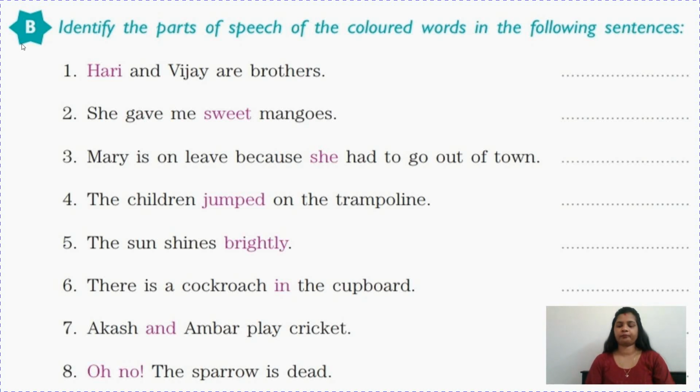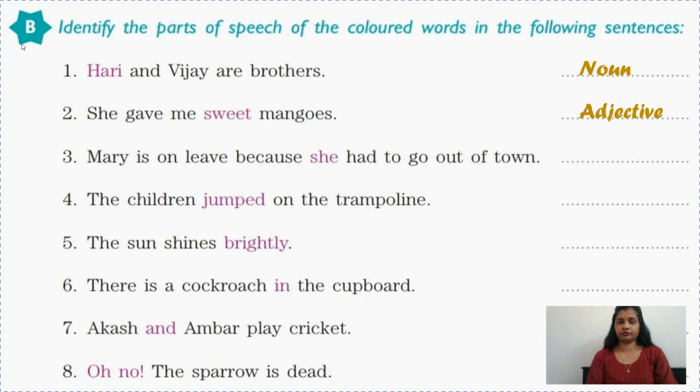So first one is, Hari and Vijay are brothers. So Hari is in purple color, and children, Hari is a name. So which part of speech tells about names? That is noun. Noun is a naming word. Now number 2 is, she gave me sweet mangoes. Sweet. Children, can you see here it is telling about mangoes? Mango is a noun. So when any word tells about noun or pronoun, it is called adjective. So sweet is an adjective.